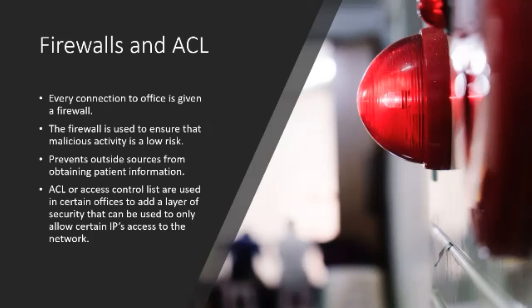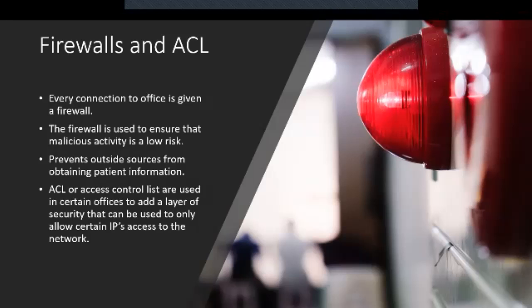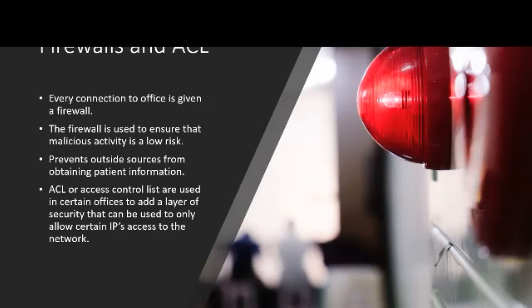There are ACLs, access control lists, that are done on certain offices that are more secure. This is done by only letting certain IP addresses be accessed into the network. That IP address is assigned to that device. So if a new device is added on the network with a new IP, it cannot access the network without an administrator's approval. There are also security protocols we are putting in that prevent information from being stolen when it's at rest and while it's in motion.